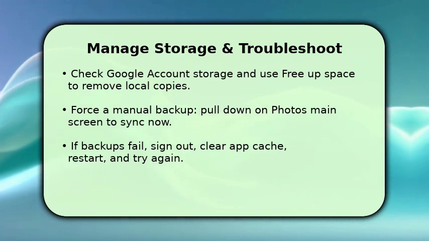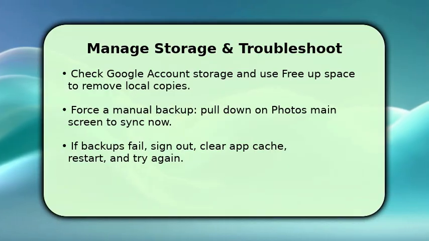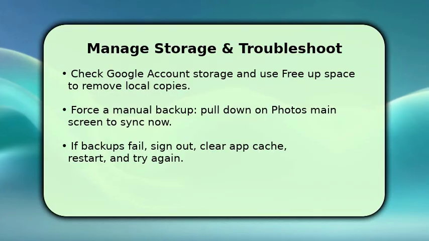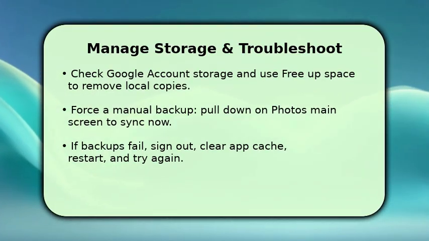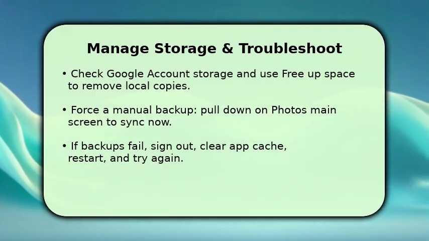To confirm changes, trigger a manual backup by pulling down on the Photos main screen. This forces a sync so you can see immediate results. If backups stall, make sure to sign out and back in, clear the app cache and device settings, and restart the phone. This sequence resolves most common permission and connectivity glitches.